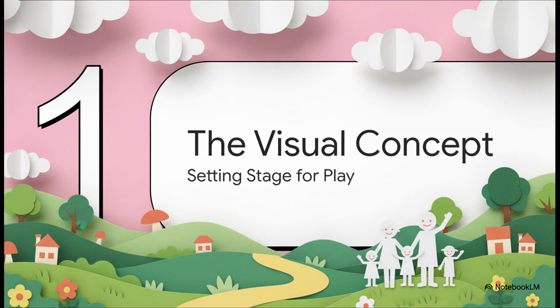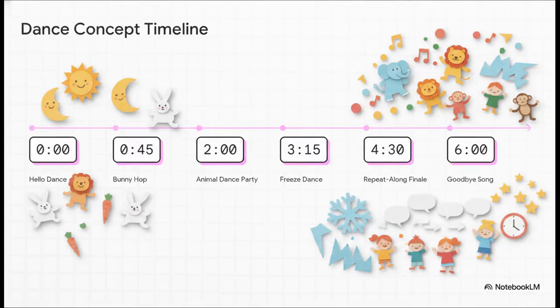Starting right off with Section 1, the visual concept, setting the stage for play. Before we map out the specific dance moves, we really need to understand the foundational world building of this 3D family animation. The environment and the characters are the very first things that hook the audience. Let's move ahead and see how this builds.